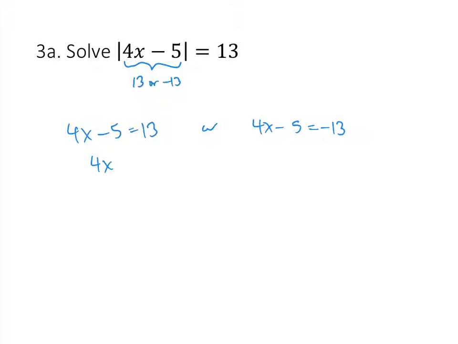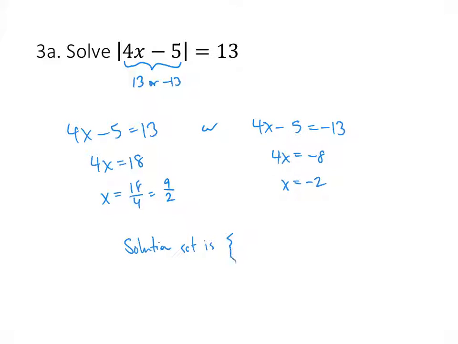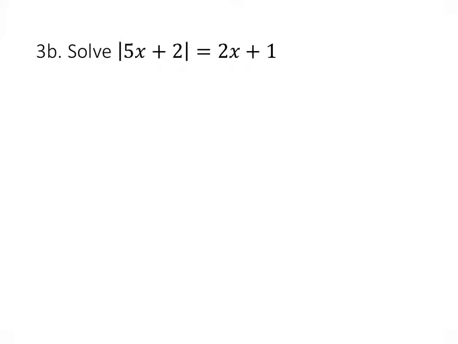So for this first equation, I add 5 to both sides, 4x equals 18. Divide both sides by 4, I get 18 over 4, also known as 9 over 2. On this second equation, add 5 to both sides gives me negative 8. Divide both sides by 4 gives me negative 2. And again, we should go back and make sure that these really do work out, and we check and they do. And so our solution set is 9 halves and negative 2.